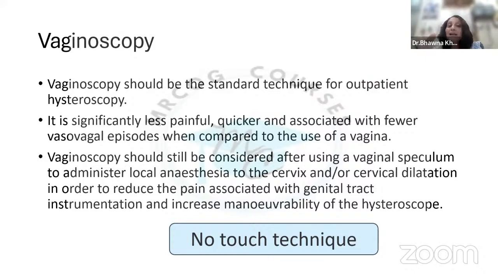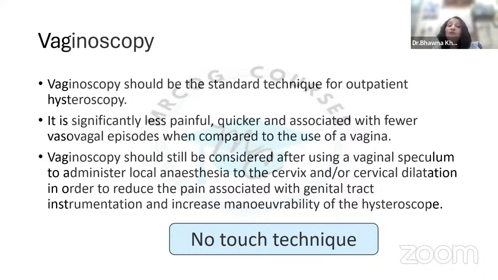You don't need to dilate it, you don't need to catch hold of it. It is only the saline which is acting as a distension media. It is building the pressure and it is dilating. So that can only work. So there is no touch technique. We don't have to catch hold of the cervix. We don't have to use the speculum or the vulsellum to hold the cervix.